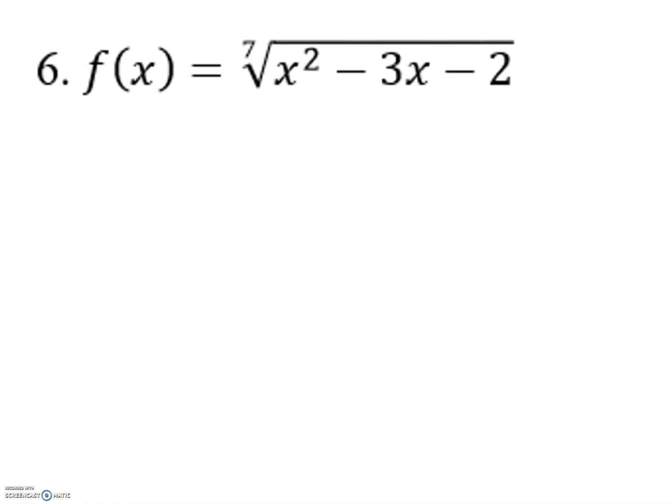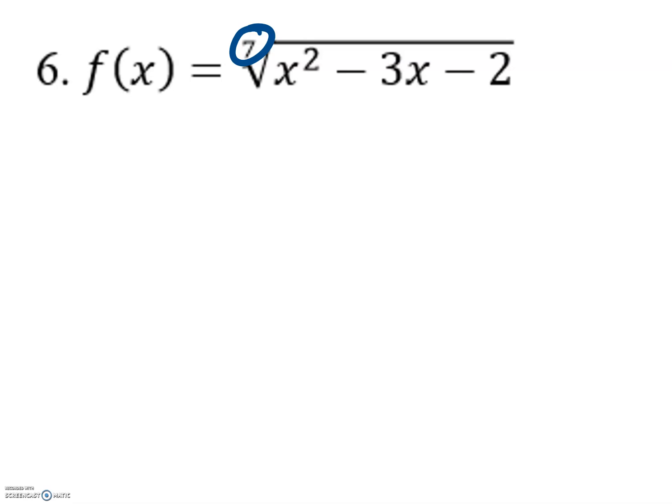Alright, let's take a look at one more. So notice I don't have an x in the denominator, so it's not going to be case 1. Now I have a radical, but notice my index is a 7. So if my index is a 7, it's odd. So it's not falling under case number 2. It is actually going to fall under case number 3.